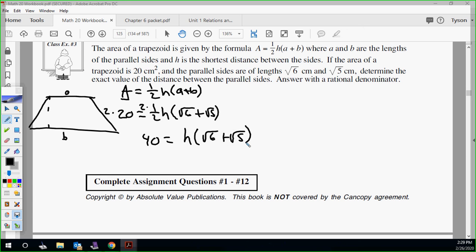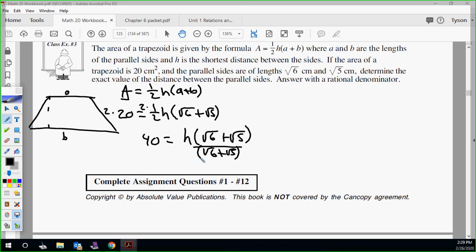Now what? We don't want to divide h. Times 40 by the conjugate of 6? No, not yet. We want to isolate h. Not yet. This stuff is stuck to h. To get rid of it, divide it over.